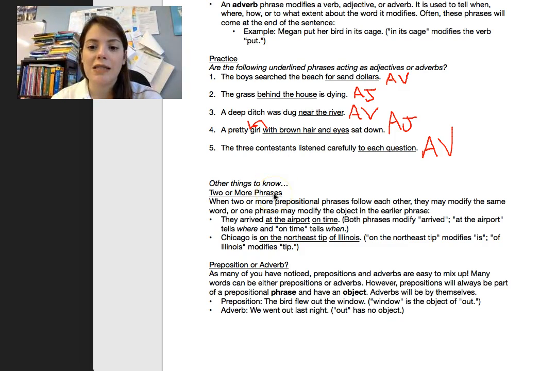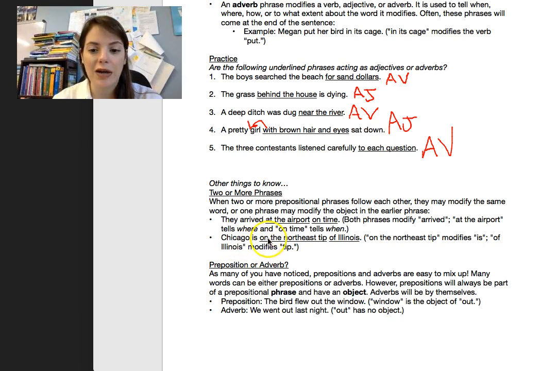All right, so other things to know in general about prepositional phrases. When two or more prepositional phrases follow each other, a lot of times they're modifying the same word, or the next prepositional phrase is modifying the object of the previous prepositional phrase. So it's kind of like a big chain. For example, they arrived at the airport on time. Both of these phrases are telling us about the verb arrived, meaning they're both adverb phrases. They are telling us where and when they arrived.